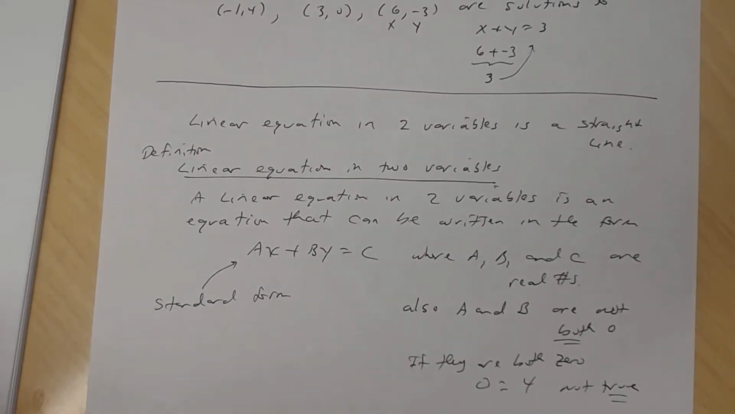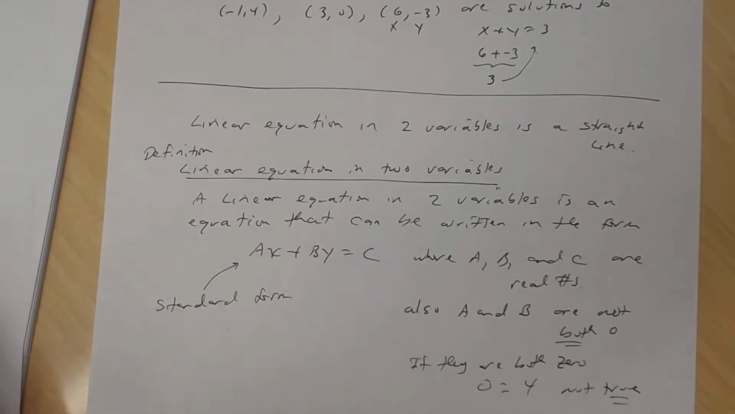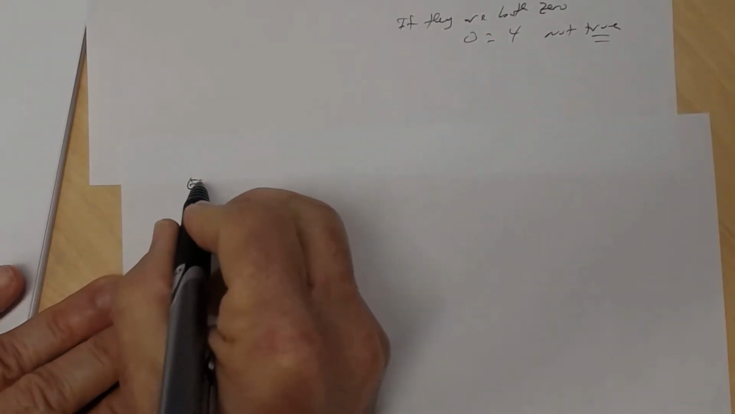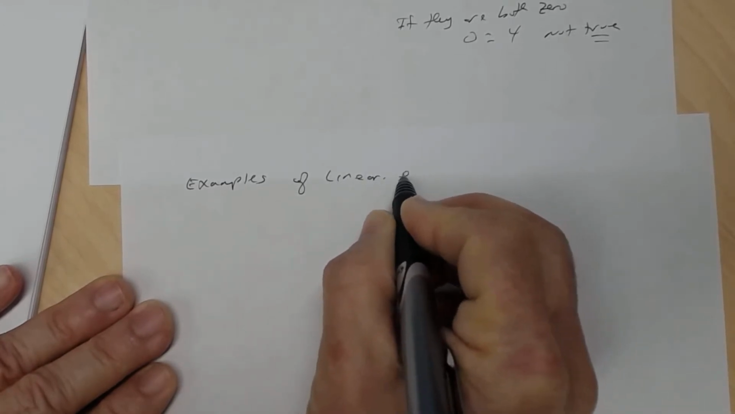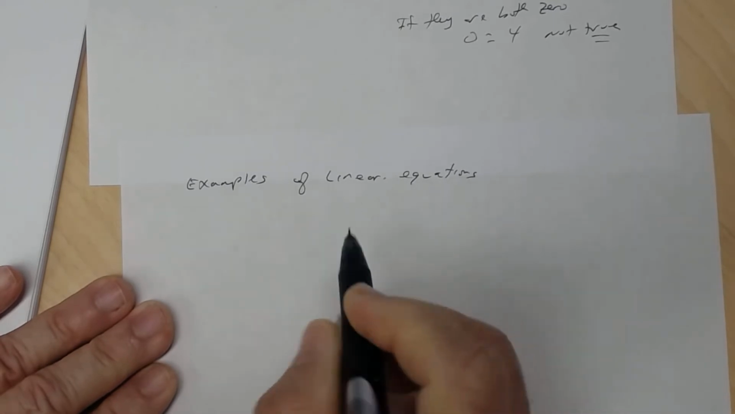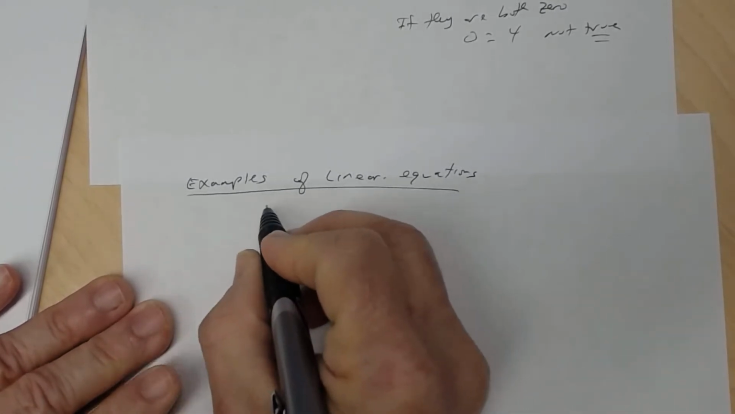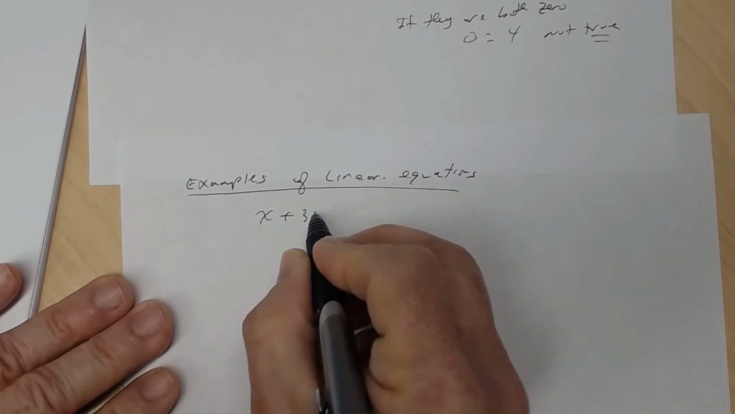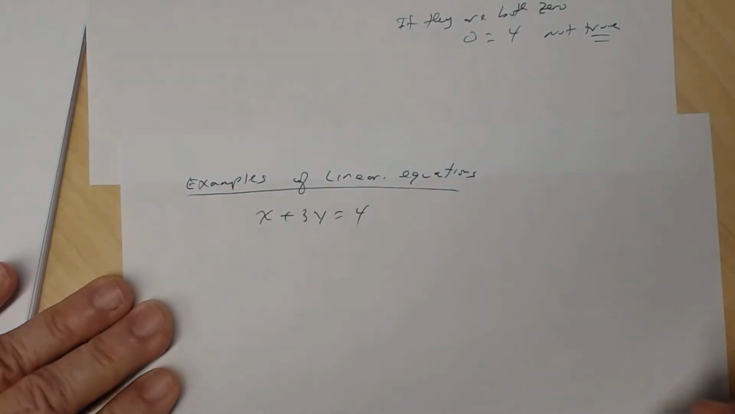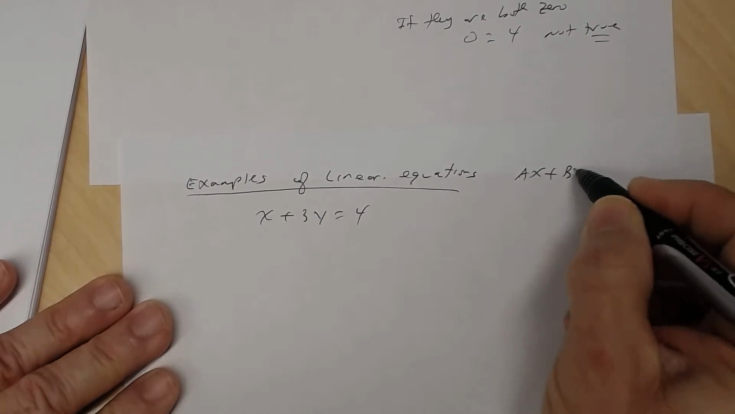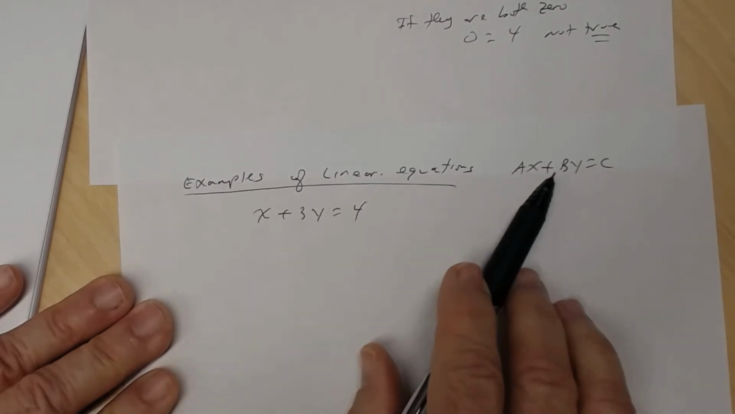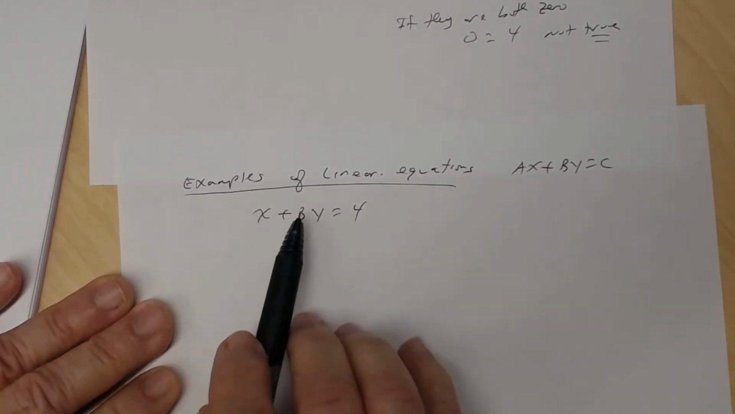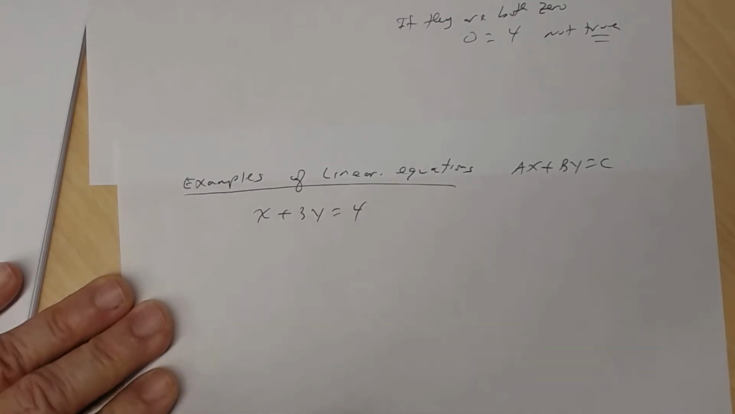All right, now here's some examples of linear equations. x plus 3y equals 4. That's an example. Remember, ax plus by equals c, standard form. See how this looks exactly like this. So a is 1, b is 3, and c is 4.